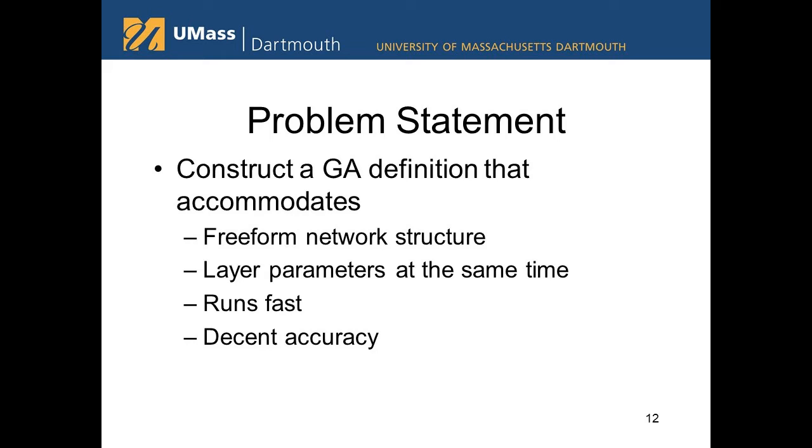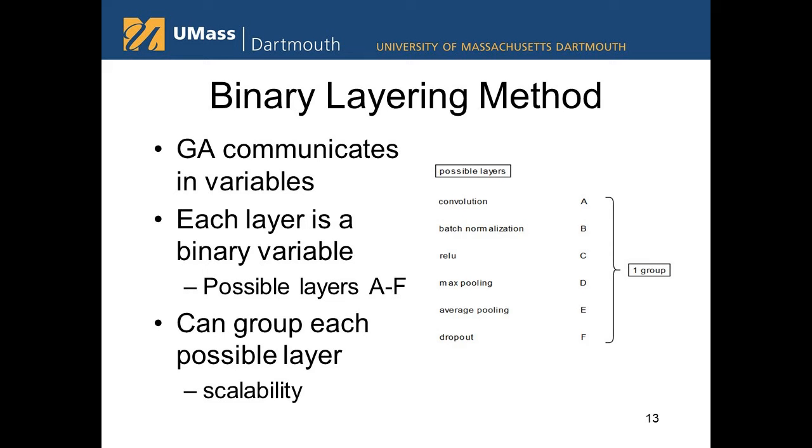So here, a problem statement would be to construct a genetic algorithm definition that accommodates some freeform network structure, layer parameters at the same time as the network structure, can run fast, so this can generate a CNN fast in terms of hours, maybe minutes, and it has decent accuracy. The method for allocating the layers in the GACNN is the binary layering method.